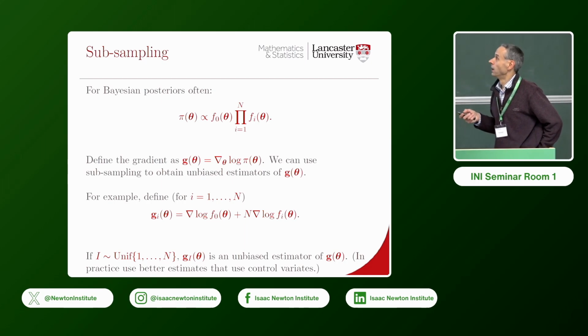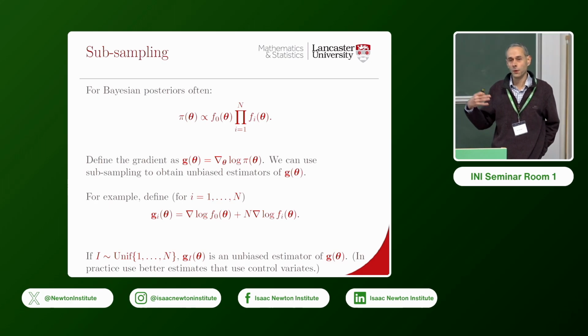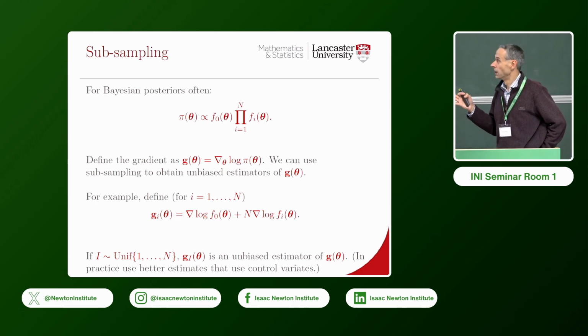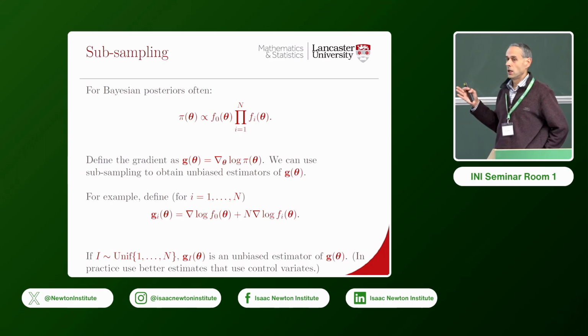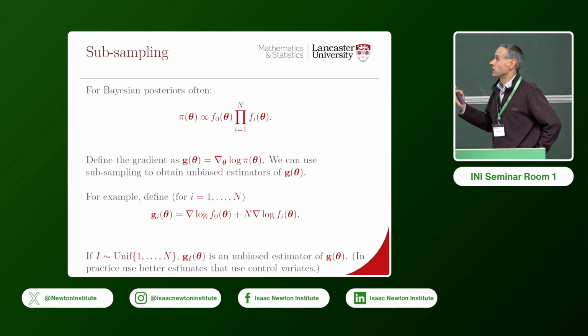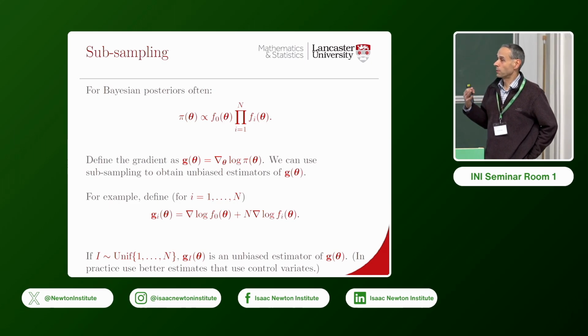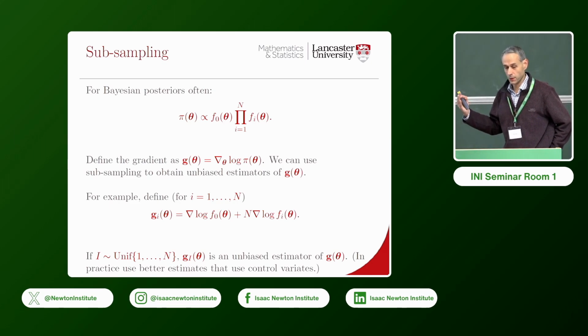grad of log pi, which in this situation, pi has this product over the data points, so log pi would then give us a sum over the data points, and if capital N is large, the cost of calculating the gradient of log pi could potentially be quite high, and certainly the computational cost of calculating grad log pi would be proportional to the number of data points, capital N.